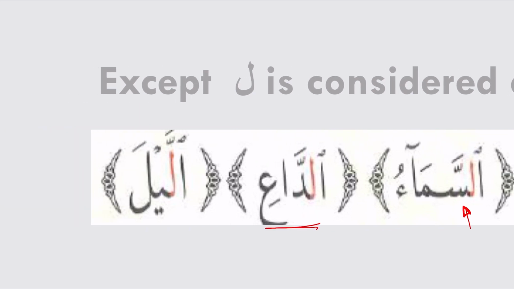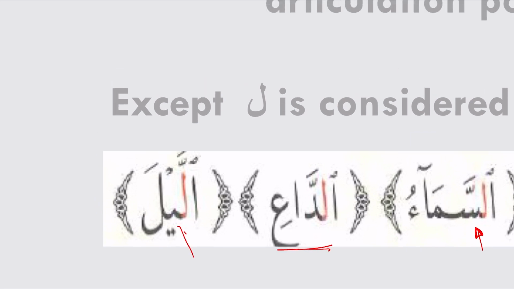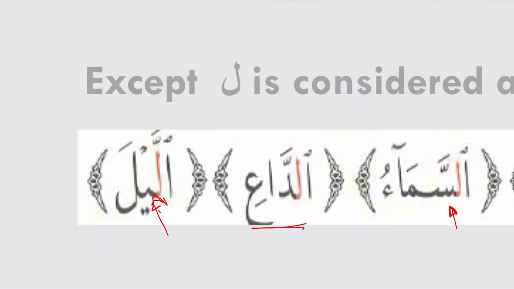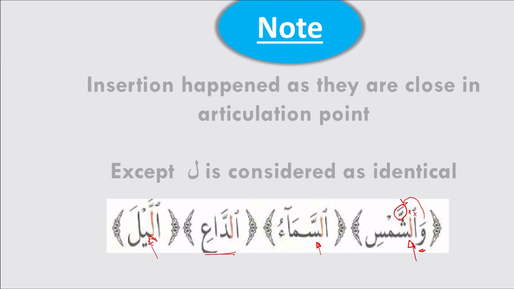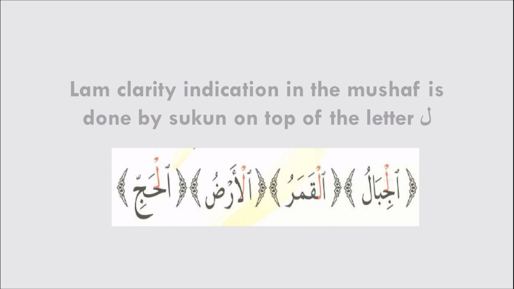Or al-layl. Here this lam is considered as two alike or two identical, because lam with lam is not going to be al-la. Automatically, when you read it, it becomes a lam mushaddad. So this is the way of reading the lam with the sound of another lam. So in these letters it's called insertion because these two letters are a little bit close to each other, and that's why we have to make the insertion.